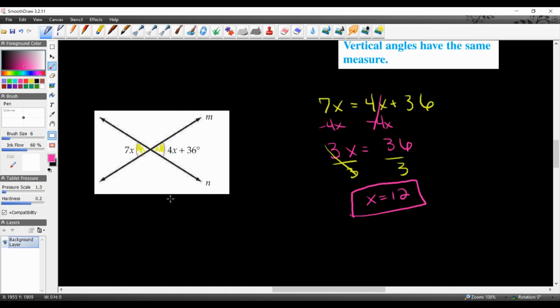And if I wanted to find the angle, I could even just plug it in and say, well, 7 times 12 right here, what is that going to give me? It's going to give me 84. And we can check over here. This should also be 84. So let's see, 4 times 12 plus 36. 4 times 12 is 48 plus 36. Let's see, 6 plus 8 is 14. Carry the 1, 84. So we are good to go. Okay.